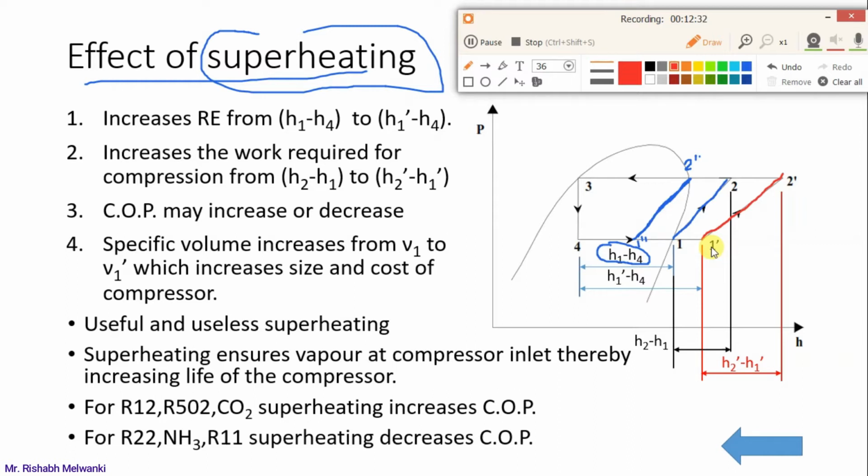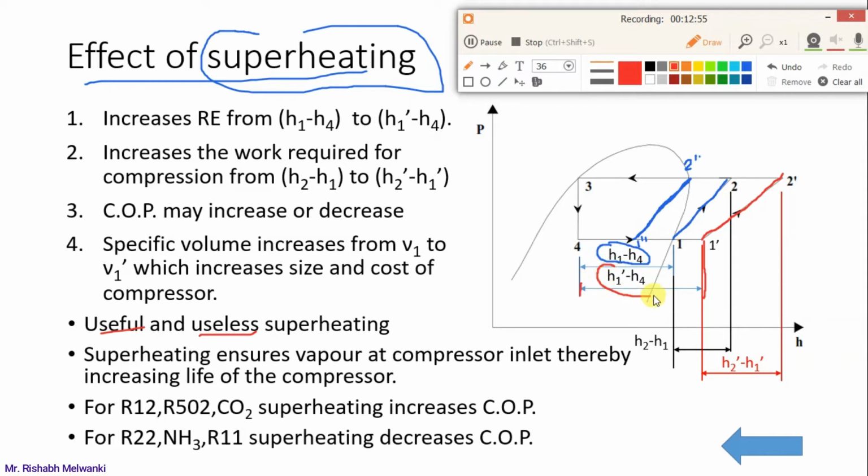Now there are different types of superheating also. One is useful superheating, the second one is useless superheating. What these are, we will see later on. So the 1 dash to 2 dash process is the superheating, meaning point 1 is superheated at the entry to the compressor. Now you observe here H1 dash minus H4.